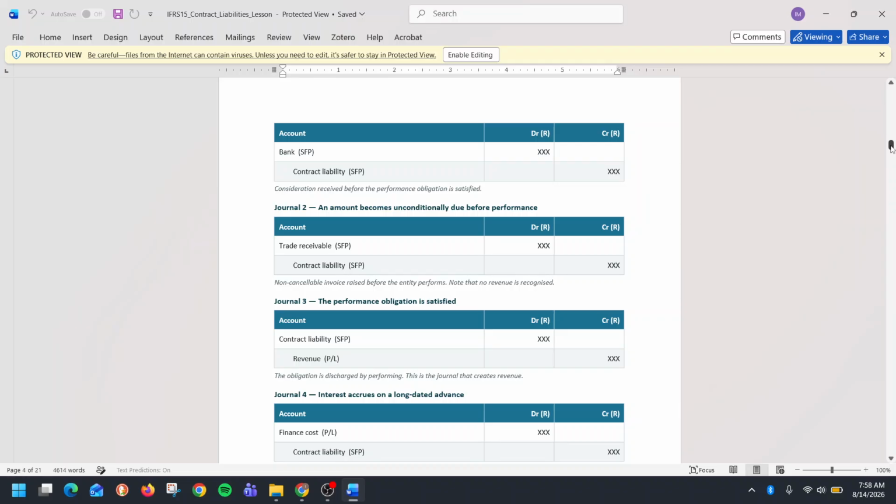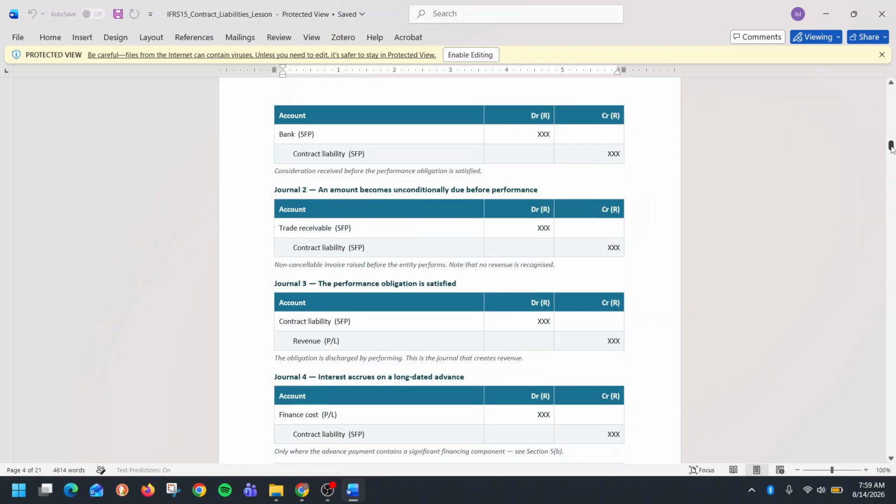And then the performance obligation is satisfied. We have done our share of the job now. So remember, we had received money in our bank account before, and we had a bank and a contract liability. Now we need to reverse that contract liability. Why? Because we have performed. So what you are going to do is debit your contract liability, reversing it, and then credit the revenue that comes along with it. So that is the reason why. All in all, when you are looking at these journals, you need to always remember that condition and conditional, it is very important for you to remember.